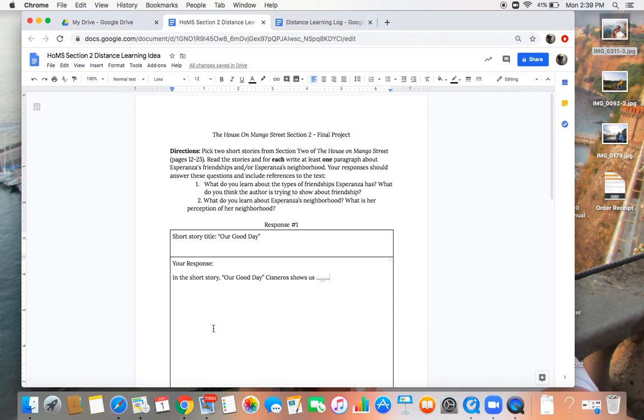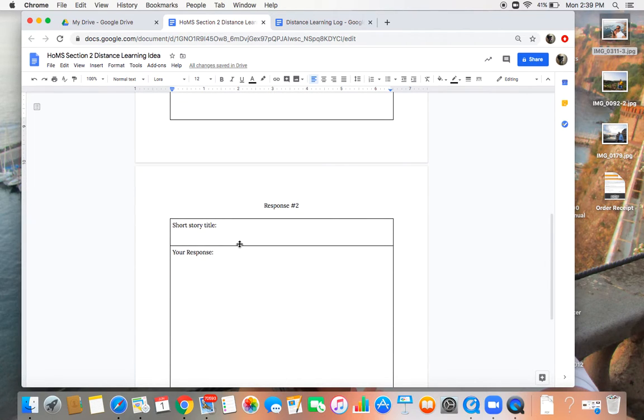Then you're going to do the same thing for response number 2. You're going to pick a different short story. Another short story in that section is called "Laughter." Let's say you were going to do that one. You would put "Laughter" next to short story title, and then you would start typing your response.